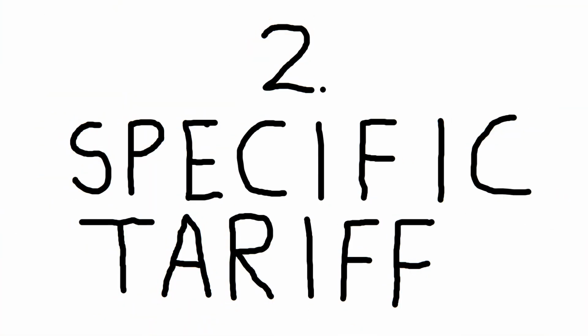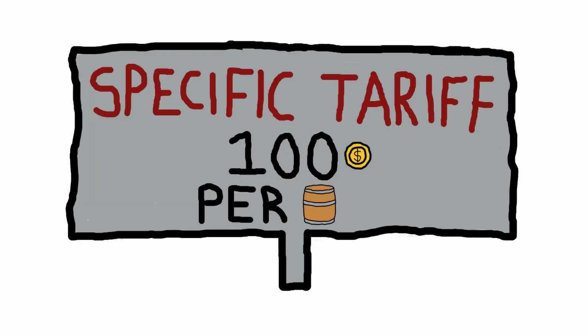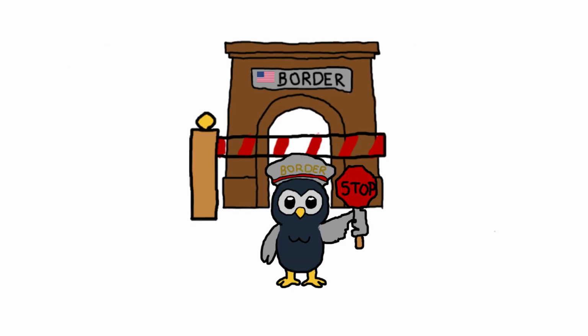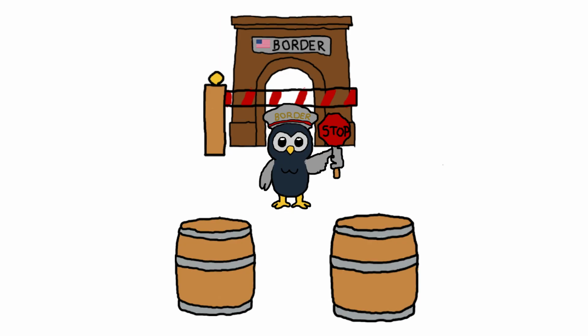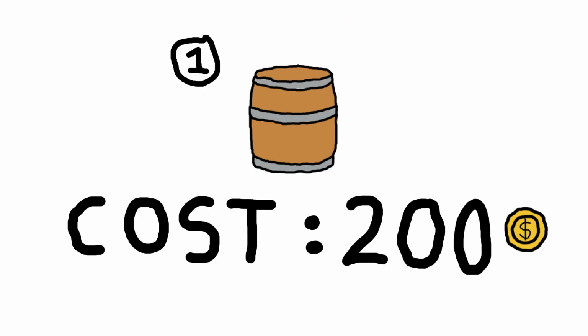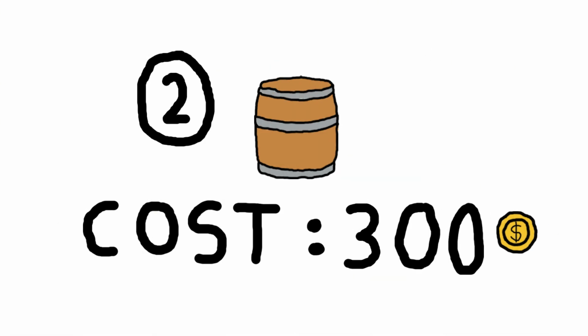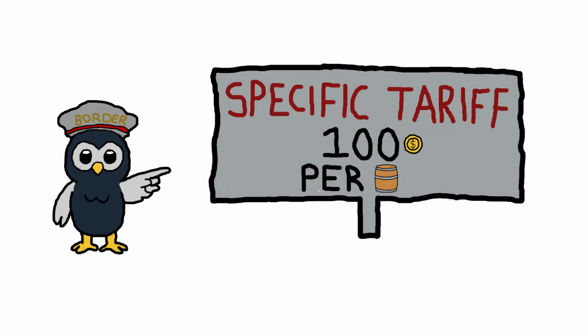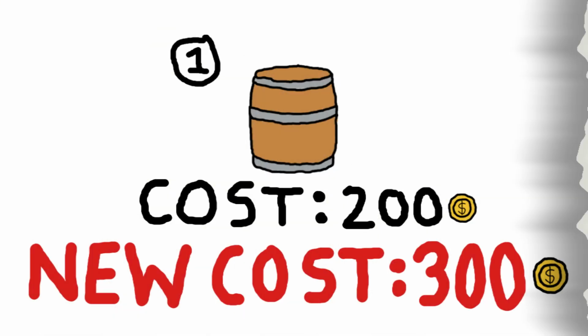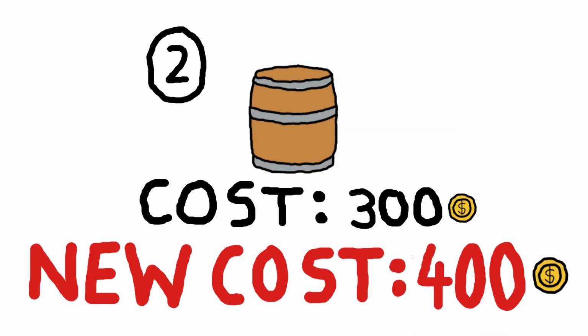Second, a specific tariff. A fixed coin amount per good, no matter the price. At the owl border, 2 barrels arrive. Barrel 1 costs 200 coins. Barrel 2 costs 300 coins. The border owl collects 100 coins per barrel. The new cost for barrel 1 is 300 coins. The new cost for barrel 2 is 400 coins. The tariff amount does not change based on value.